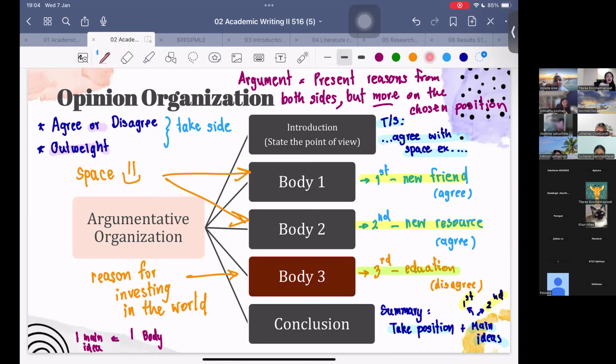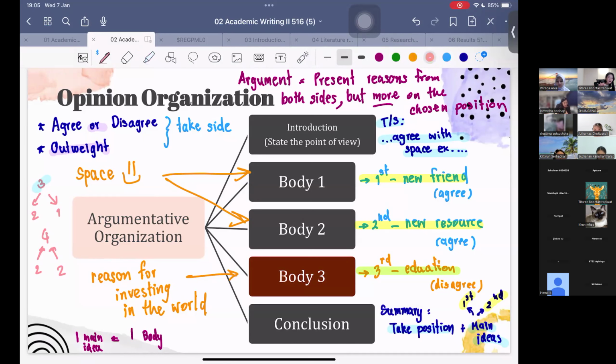It doesn't have to be 3, it can be more than 3, but I think it should be an odd number, because if it's 4 body paragraphs, 2 and 2 would be equal, right? 3 is 2 reasons from my side and 1 from the opposite side, so this one is okay. But 4 would be 2 reasons from my chosen side and 2 reasons from the opposite side. That would be equal, not more than.